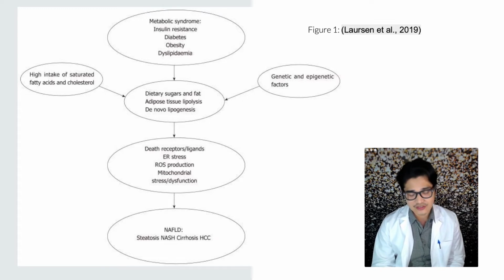The liver cells can't handle all these fatty acids, and there is an increase of the toxic lipid metabolites. This in turn leads to hepatic toxicity that leads to activation of death receptors and their ligands, and production of reactive oxygen species. This leads to mitochondrial dysfunction and hepatic injury and death, leading to the picture of NAFLD spectrum.